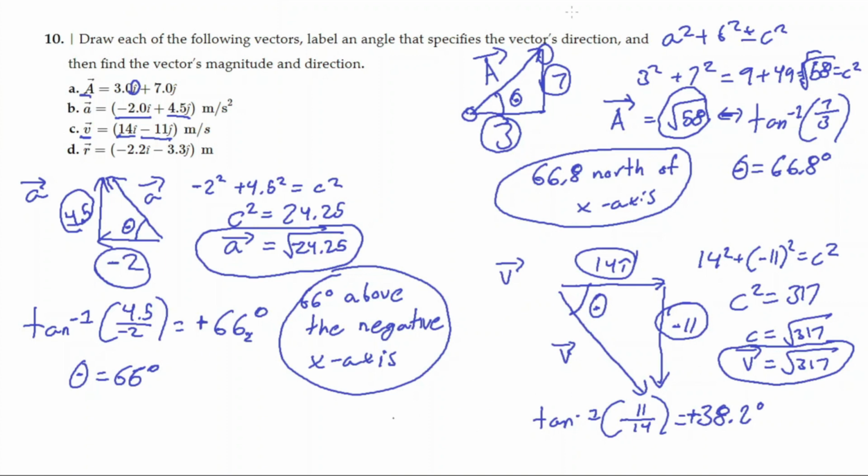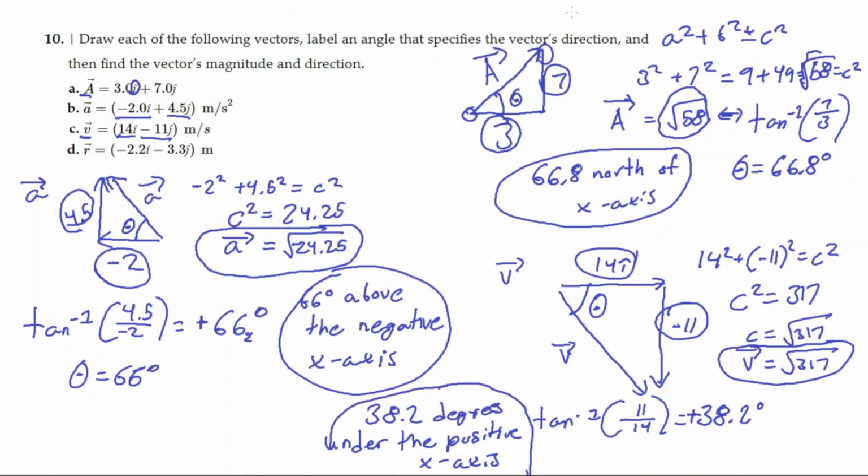So if we write it out here, our direction is going to be 38.2 degrees under the positive x-axis. Under meaning that our y value is negative, and the positive x-axis meaning that we're on the right side of the y-axis. So basically we don't have to put negative 38.2 in there anymore. And so those are A, B, and C.